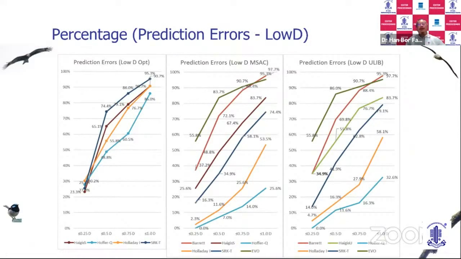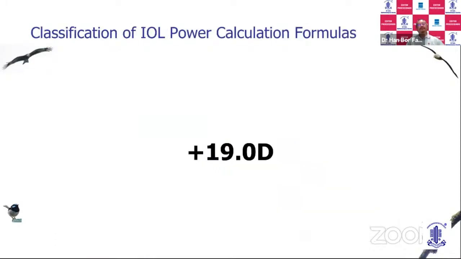So in this territory, most of the traditional formulas do not perform well. You have to go on to the newer formulas such as Barrett or Evo, and hopefully the other formulas will come on board as well.